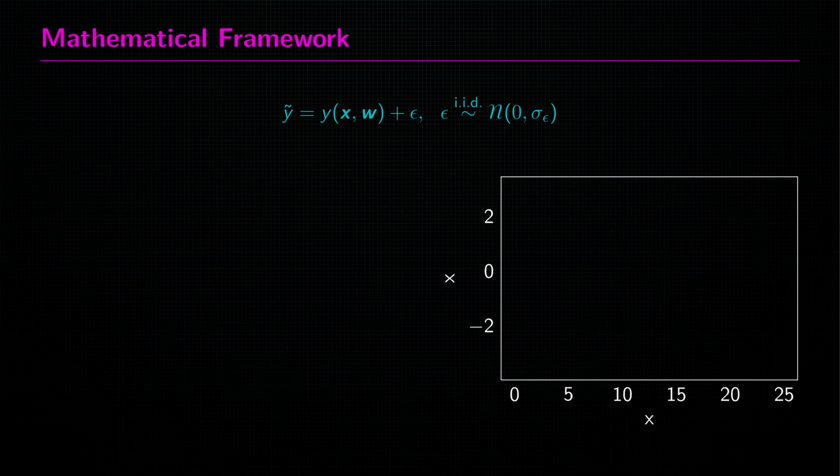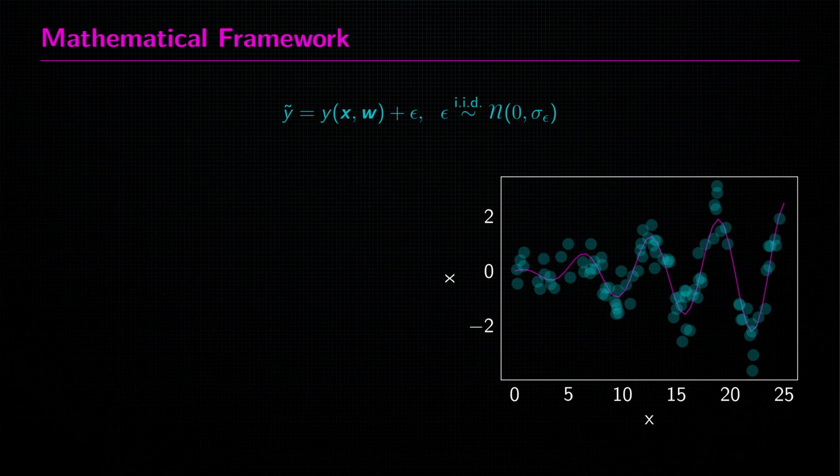The mathematical framework is nearly the same as in standard linear regression. We have a function model y that is a function over x parameterized by the weights w. The task is to determine the weights such that they describe the measured data y tilde well. We now additionally make the assumption that the additive noise is distributed according to a normal distribution with zero mean and some variance sigma epsilon. The noise term is IID, which stands for independently and identically distributed. This assumption will be explained later, when we go over the statistical preliminaries that are necessary for the derivation.